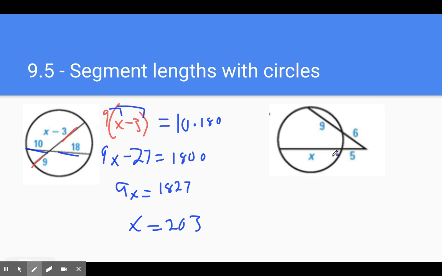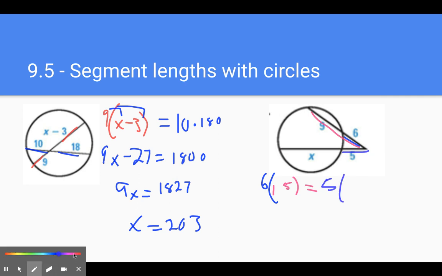Anyways, keep going. If we have 2 secants, that's external times whole equals external times whole. So the external here is 6 times the whole, which is 6 plus 9, which comes out to 15. And that has to equal the other external. We see the other external is 5 times the whole for this one, which is 5 plus x. All right, and then we solve from there.